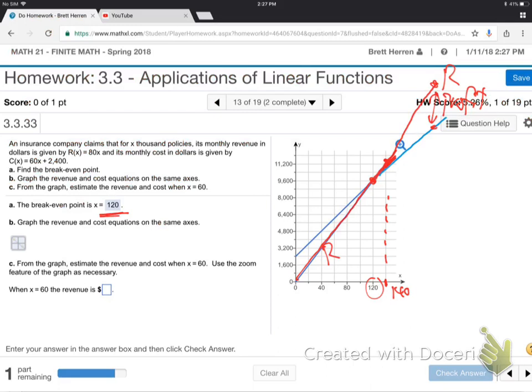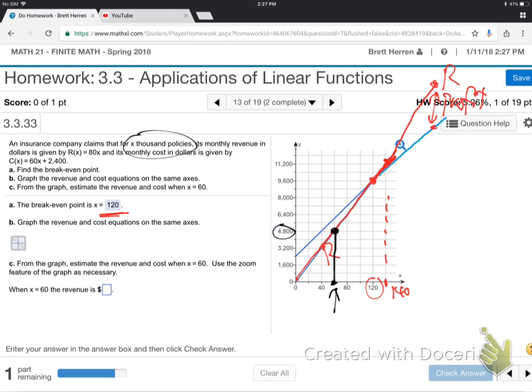Now what are they asking? They're saying from the graph, estimate the revenue and cost when x is 60. Use the zoom feature of the graph as necessary. So they're saying, if x is 60, if you're here, this is 60, isn't it? Right here, halfway between 40 and 80. What if the insurance company only sells 60,000 policies? What's going to be their revenue and what's going to be their cost? Well, if you go straight up, the revenue is 4,800, isn't it?